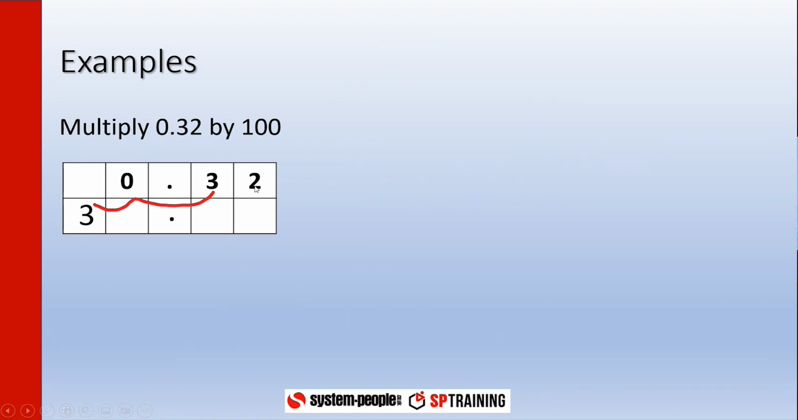My 2 hundredths again is going to move 2 places and end up in the units. And I've got my 0 in there. So I've got 32. So 0.32 times by 100 is 32.